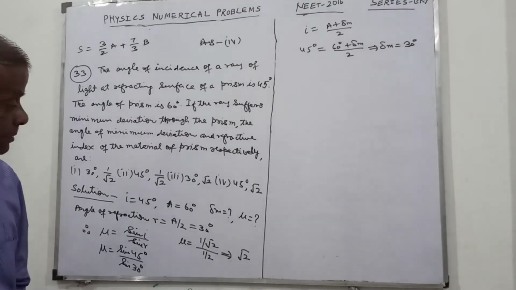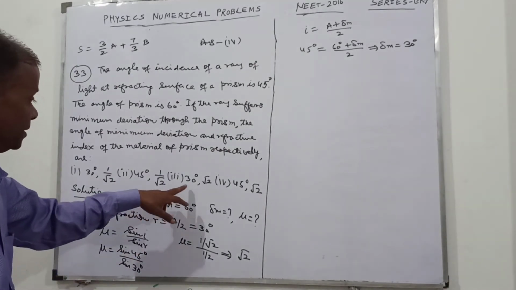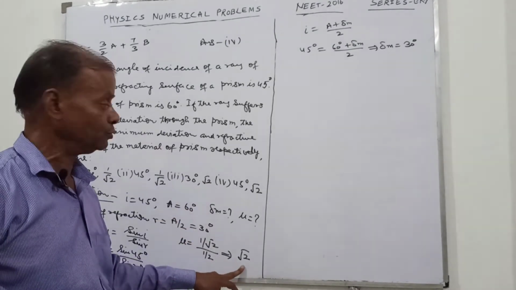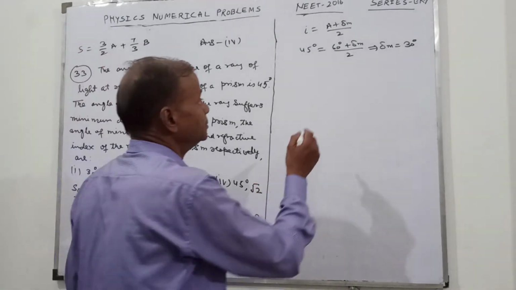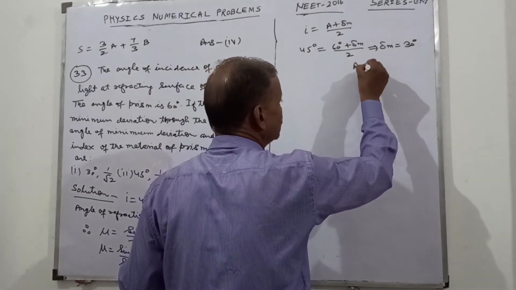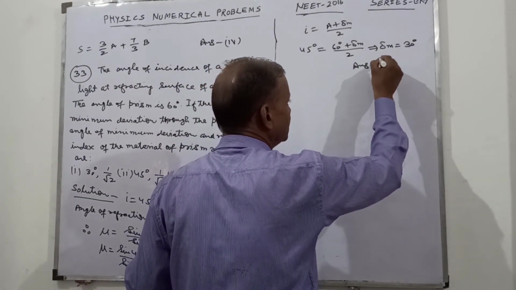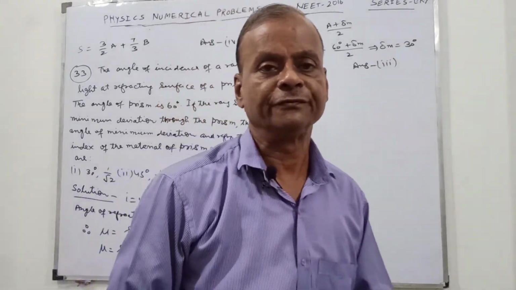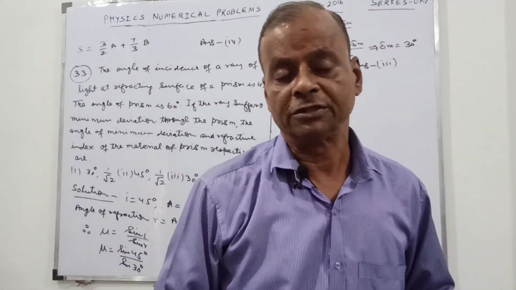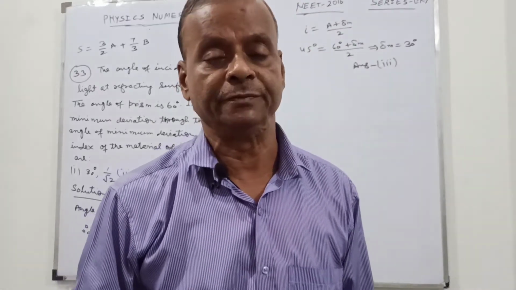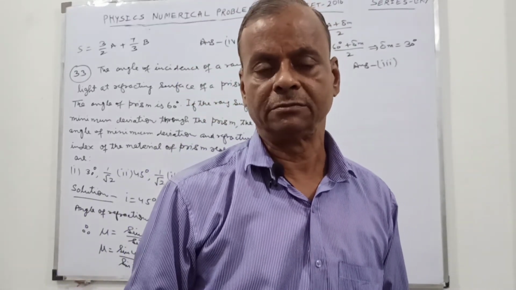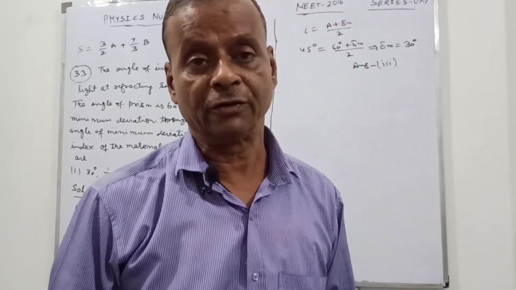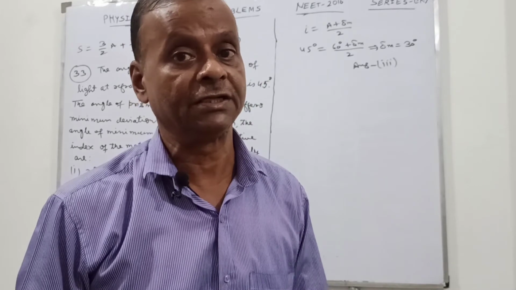It means that delta M is 30 degree, and this mu is equal to root 2. So the right option is third. So our answer to this question is third. This is the application of the formula for the refraction of light through the prism. If you know the relation between angle of incidence and angle of refraction and angle of minimum deviation, then you can calculate it easily.